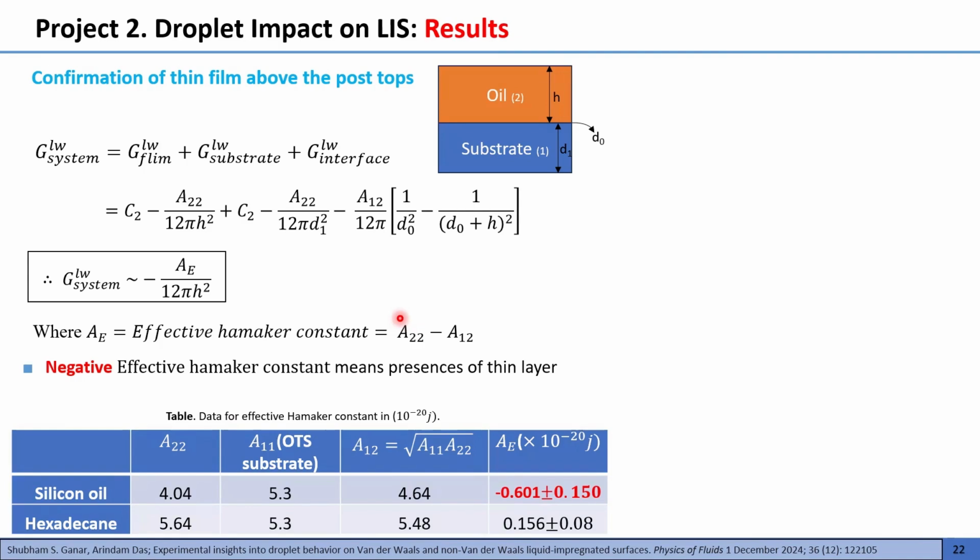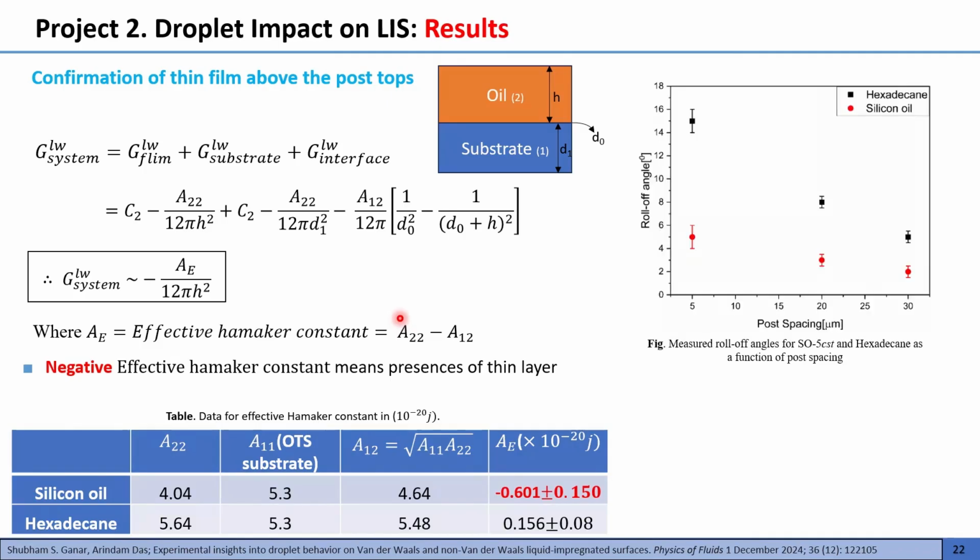To further validate this, we measured the roll-off angle of a water droplet on both the LIS samples. The roll-off angle was found to be higher on the hexadecane infused surfaces as the exposed top posts offered resistance to the droplet movement. In contrast, the silicon oil exhibits a lower roll-off angle due to the presence of the thin film.